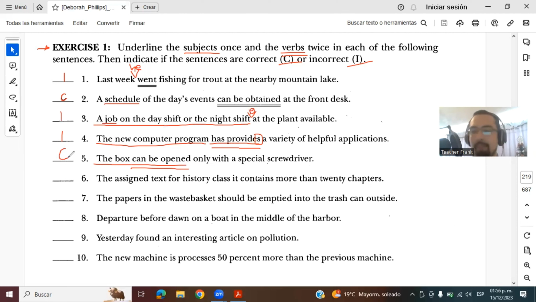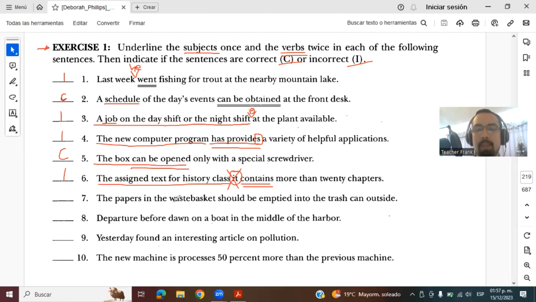All right. Yeah, just checking. Okay, number six: the assigned text for history class it contains more than 20 chapters. So the verb is contains. The assigned text for history class is the subject, but oh, what do we have here? Be very careful with these because the it, in this case, is very small, very difficult to see, but this is why this sentence is incorrect. All right, number six is incorrect because it has a double subject, okay?